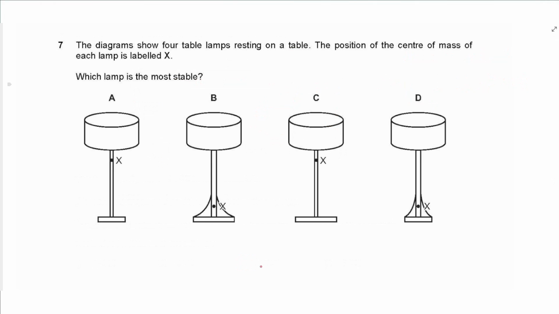Question 7 says the diagrams show 4 table lamps resting on a table. The position of the center of mass of each lamp is labeled X. Which lamp is the most stable? So we need a low center of gravity, so A and C are rejected, and the wide base area, so this is the widest one, so we choose B.